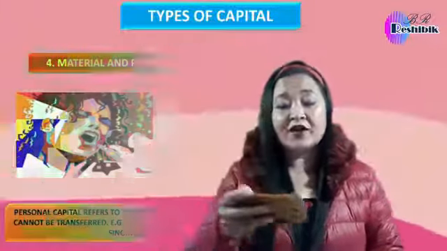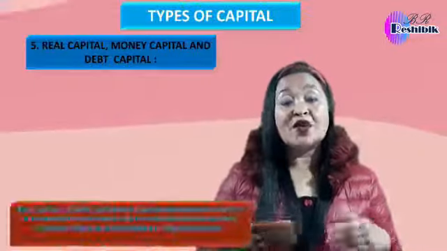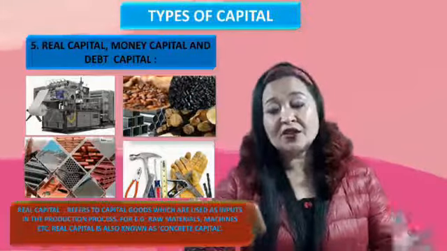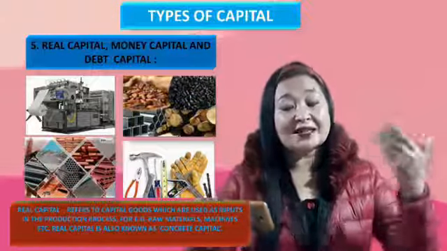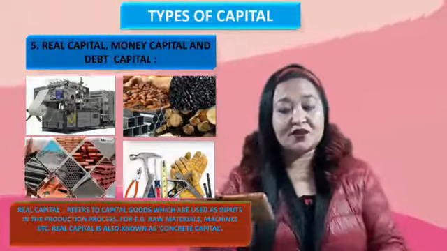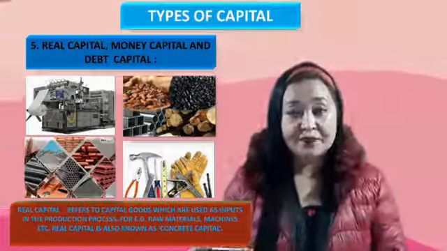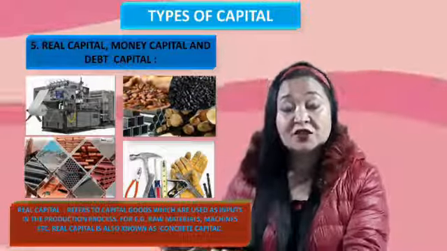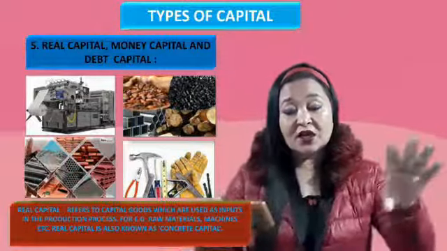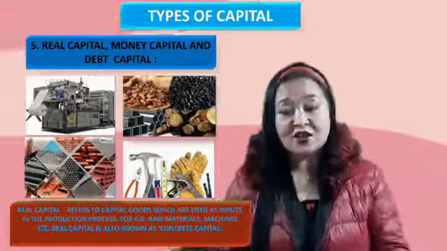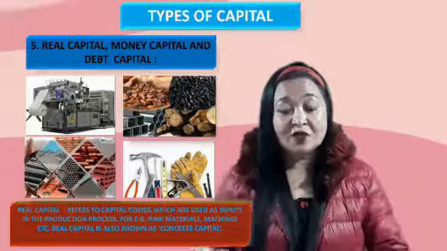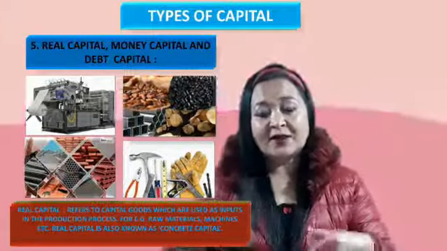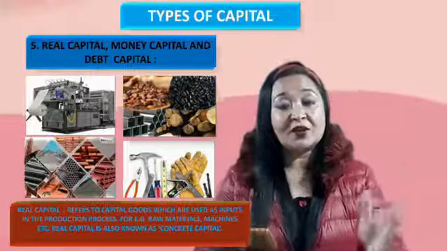Then we have another kind of capital which is known as real capital. Now what's real capital? Real capital refers to the capital goods which are used as inputs in the production process. Like for example, raw material. Raw materials are used as inputs in the production process, isn't it? So here, raw material is called real capital. Or the machines or the tools that you use in the factory to produce things, these are called real capital. Why? Because they are used as inputs in the production process.